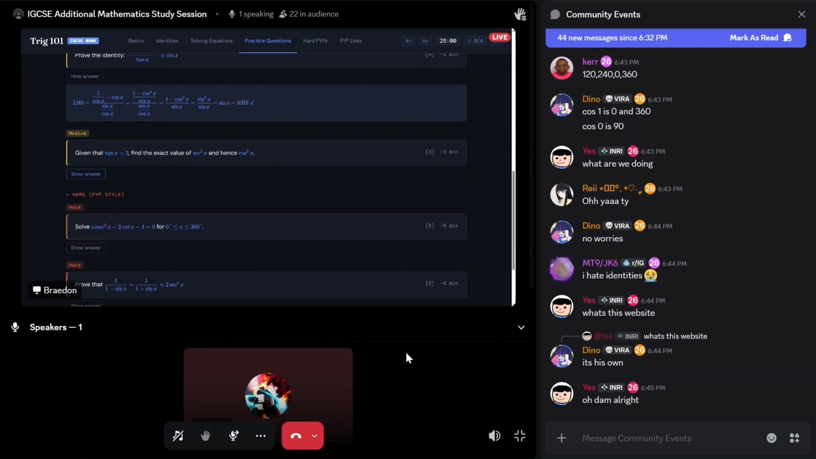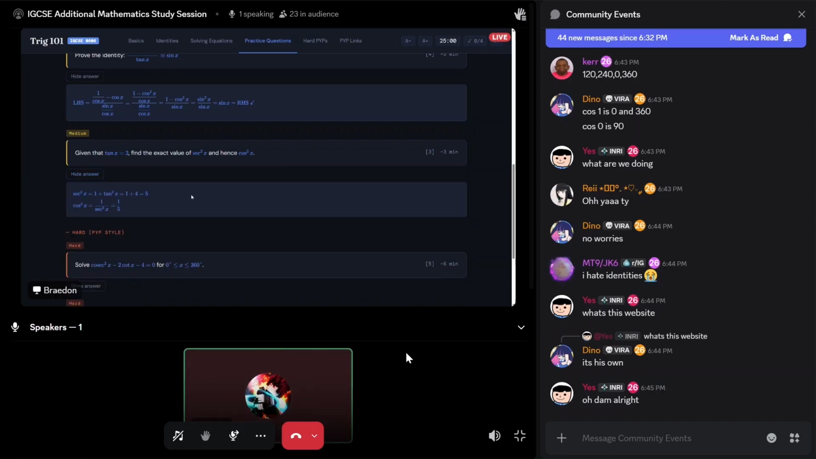Next question. Tan x equals 2. Find the exact value of sec square x and hence cos square x. Let me show the working. Let's expand what sec square is. Sec square is 1 plus tan square. Tan is 2, so 2 square is 4. So 1 plus 4 equals 5. This is pretty easy.